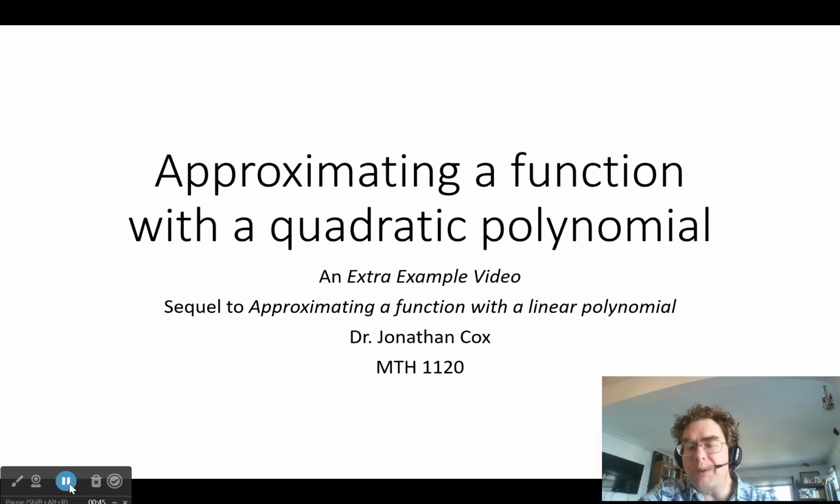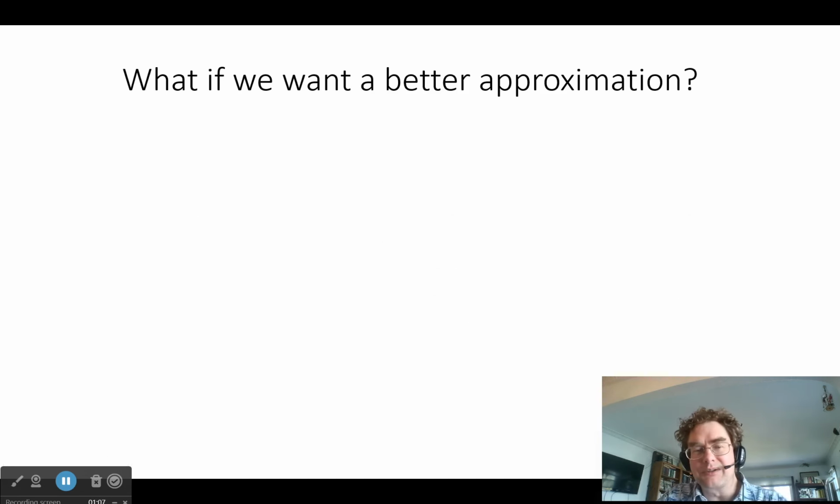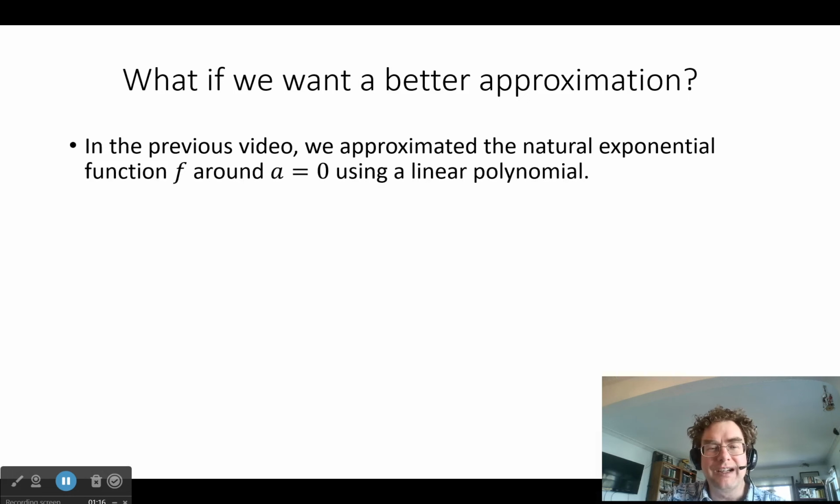That was great, but as far as getting a really accurate approximation, maybe we want to do a little better than that, because of course a line is straight, it can't curve, and most functions have graphs that curve. So let's see what we can do to get a better approximation to our function. We'll stick with the natural exponential function for now. It's a nice simple one to start with.